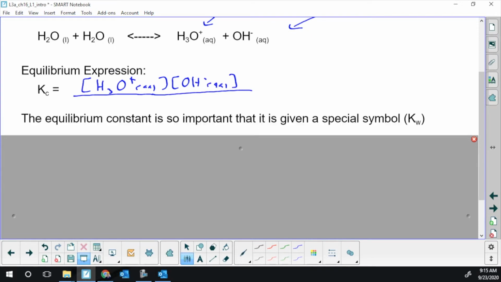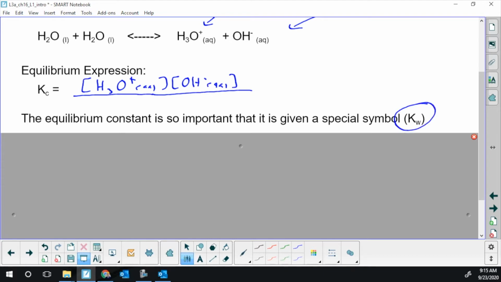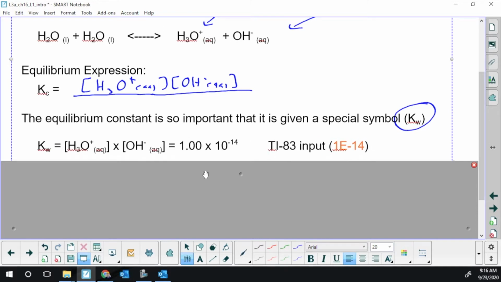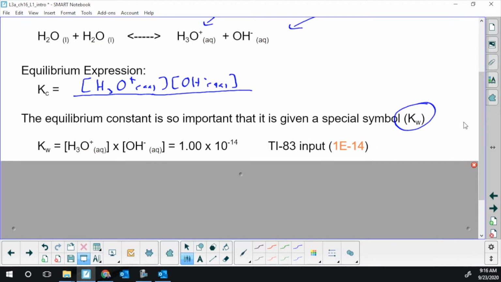Okay? Now this equilibrium is so important, so fundamental to biological life, it gets its own constant. You know you're special when you get your own constant, and that's referred to as Kw. Question? And that is given right in your data booklet. So it's not even a number you have to memorize. So Kw is 1.00 times 10 to the minus 14.